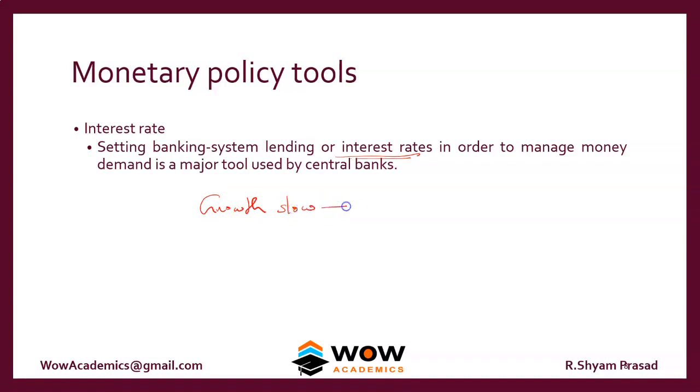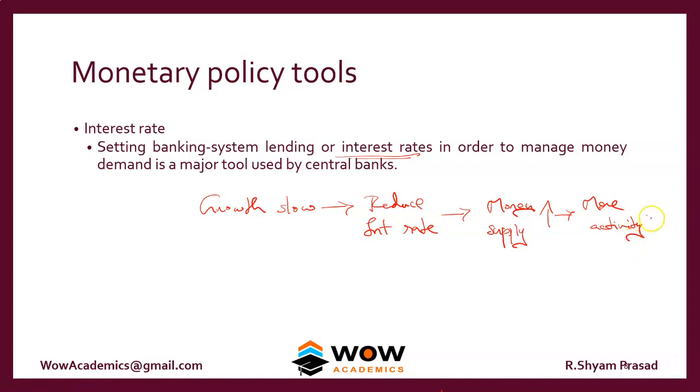So if the growth is slow, the central bank would reduce the interest rate. Once they have reduced the interest rate, the money supply goes higher, and as money supply is higher, there will be more activity. Activity in the sense, factories will develop, interest rate is cheap, so people will buy more items and goods, and this in turn will increase the growth of the country. So growth will now be high.